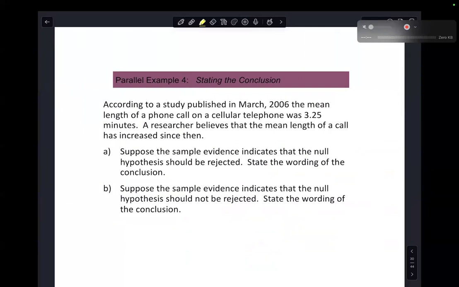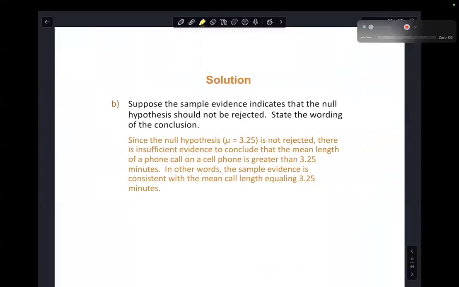Suppose the sample evidence indicates that the null hypothesis should not be rejected. State the wording of the conclusion. So now we're going to not reject. Since the null hypothesis is not rejected, there's insufficient evidence to conclude that the mean length of the phone call is greater than 3.25 minutes. In other words, the sample evidence is consistent with the mean call length equaling 3.25 minutes. You could write just this right there.